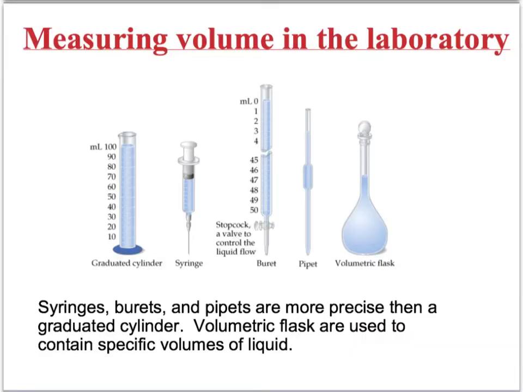When we measure volume in the laboratory, this can be accomplished by a number of methods and different glassware, and that depends on the precision and the accuracy required. The syringe, the burette, and the pipette are all more precise than the graduated cylinder. But a volumetric flask will help you deliver a specific volume of liquid, so it's very precise.